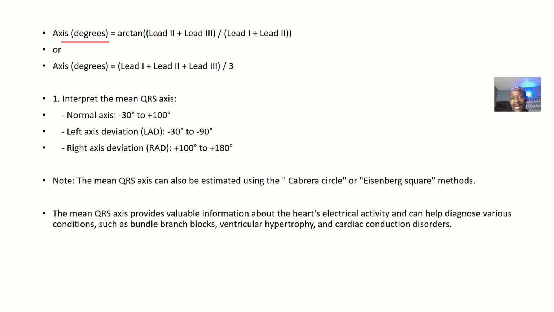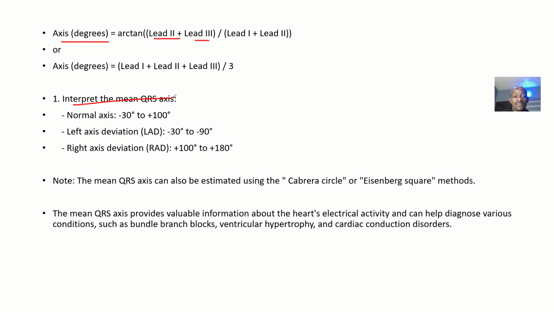Arctan of lead 2 plus lead 3 divided by lead 1 plus lead 2, okay? Or another alternative formula for this: lead 1 plus lead 2 plus lead 3 divided by 3, which is the simplest formula for it, okay?